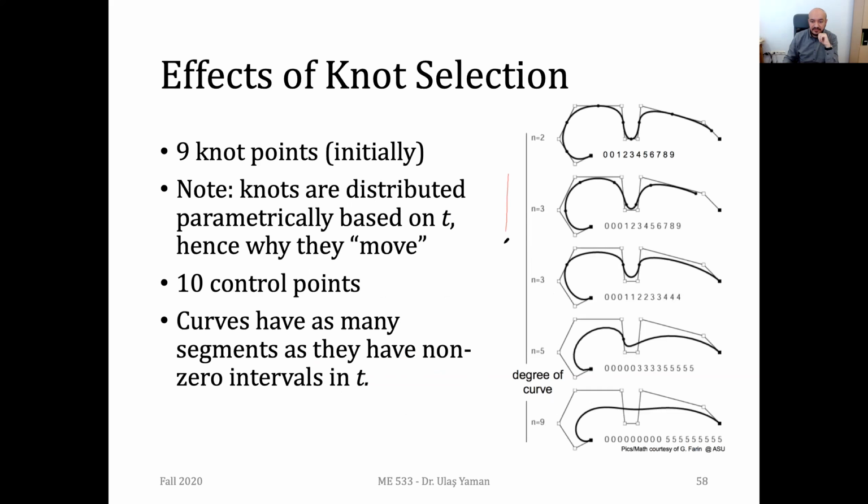We have the degree of the curve. You can see right now we have second order, third, again third order, fifth, and ninth order. Now let's have a look at these knot sequences, and I see that we have repetition right here. Since it's a second order curve, the degree of the curve is 2. If we have 2 repetitions of a knot value, then that means we should be interpolating.